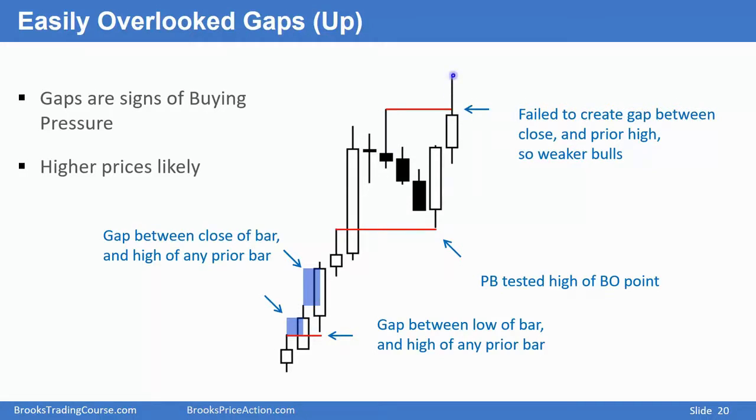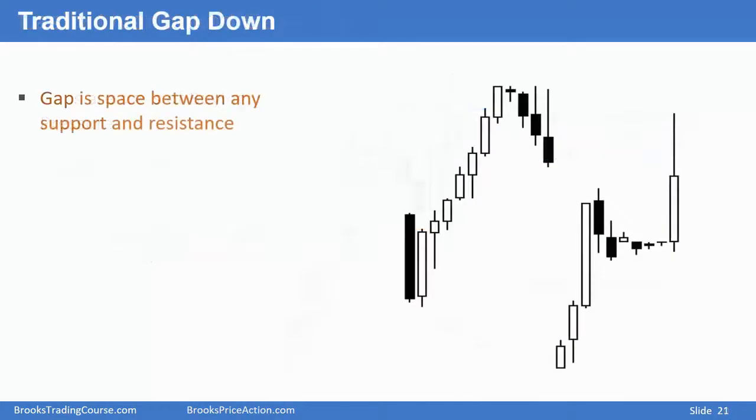And then look up here. We had a bull bar, but it sold off on the close, and the close was below that high. That's a sign that the bulls are getting weaker. We've got a sell-off here, big gap down, and I always think of a gap as any space on the chart. It's usually a space between support and resistance. This was a support area, the market broke below it, and now that area is resistance.